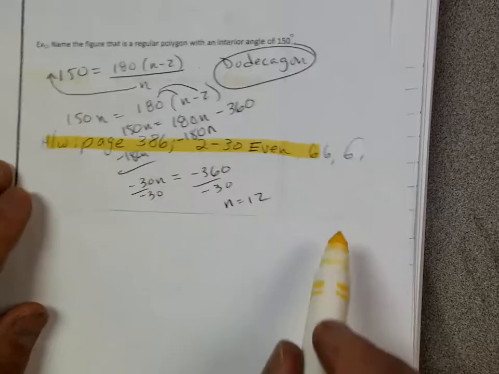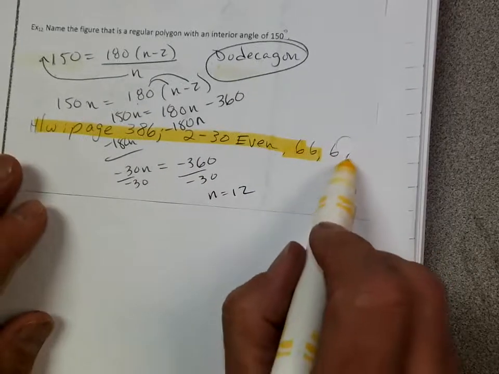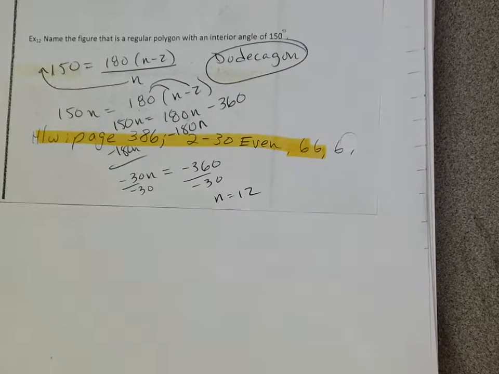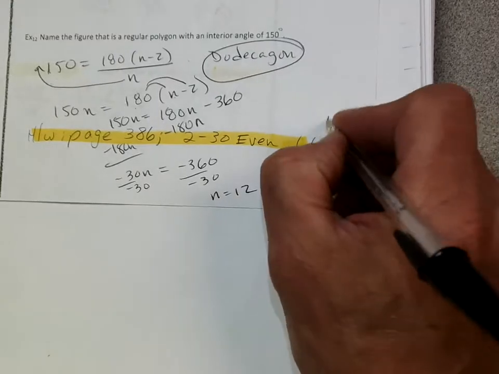Okay, here's our homework, page 386, 2 through 30 even, 66, and I think that's 60, I don't know. Which one is that one, real quick? Let me look. It got hole punched. 67. It's got to be because that was the last one. Okay.